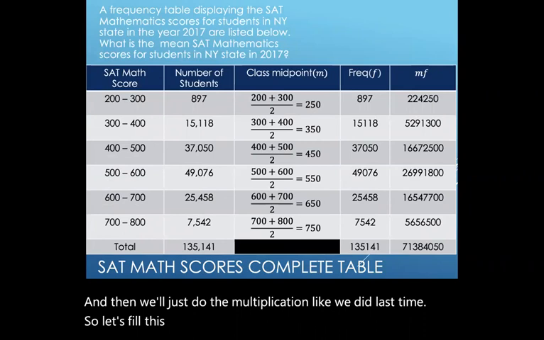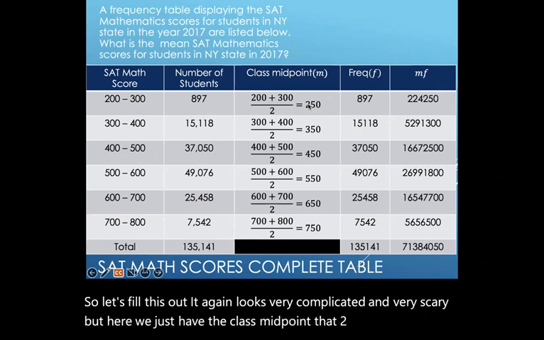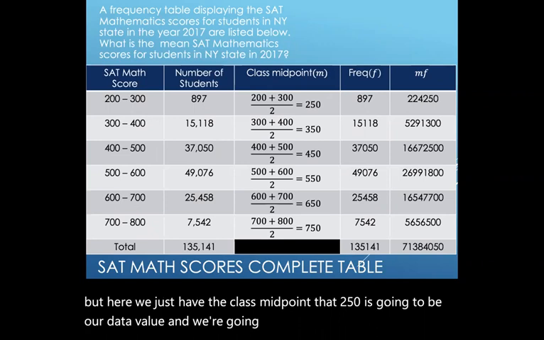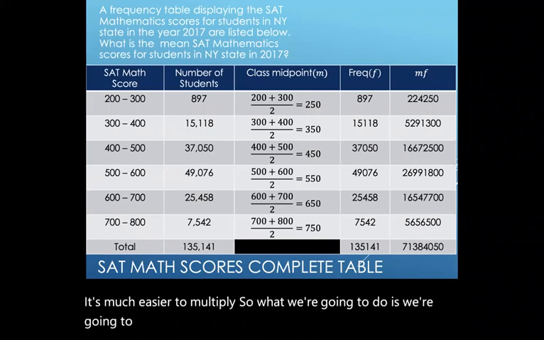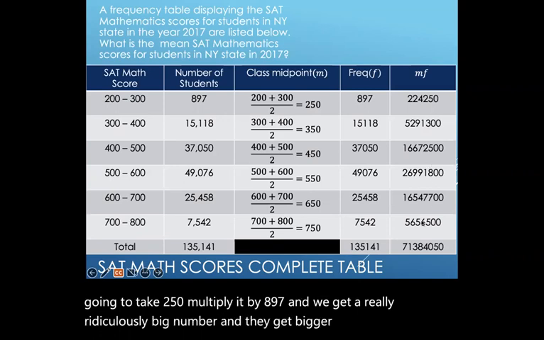It again looks very complicated and very scary. But here we just have the class midpoint. That 250 is going to be our data value. And we're going to say there are 897 of those to add. It's much easier to multiply. So we take 250, multiply it by 897, and we get a really ridiculously big number. And they get bigger as you go down.